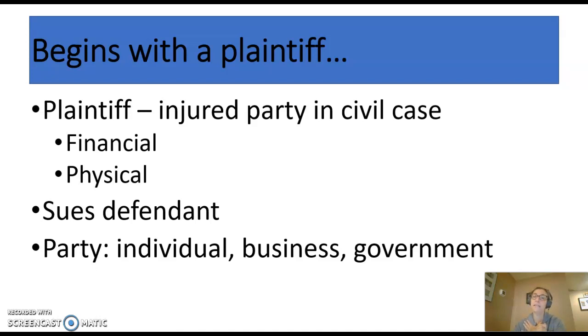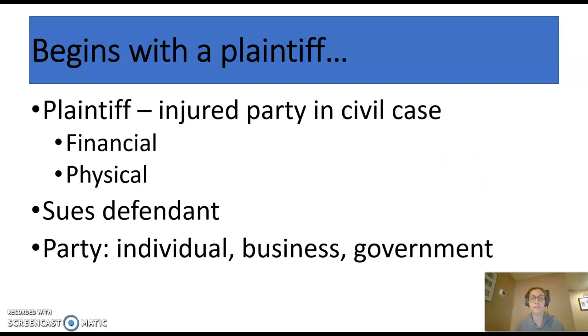It could even be the government. The government could be a party in a civil case. For example, if I injured myself on state property, maybe I sue the state or I sue the federal government. So the case proceeds by the plaintiff starting the lawsuit.